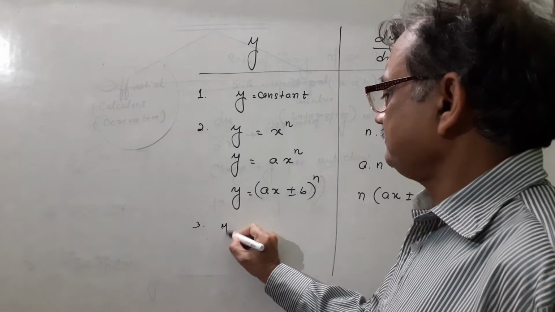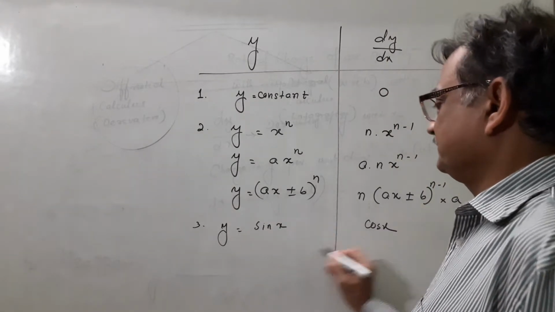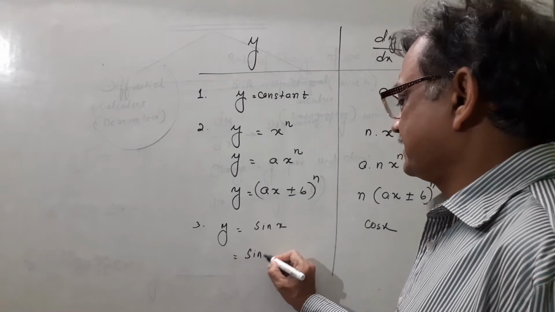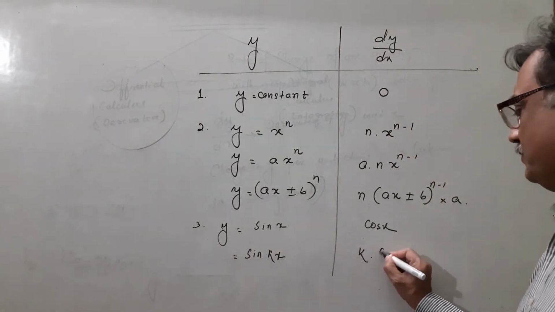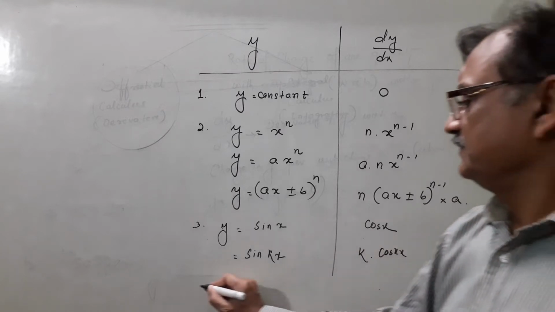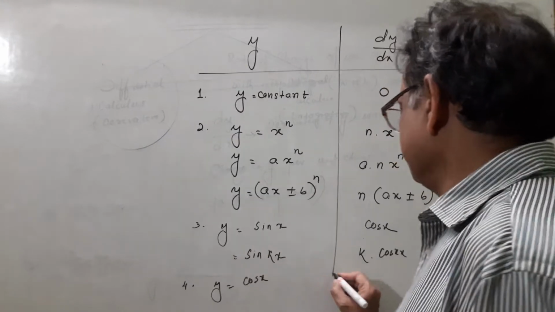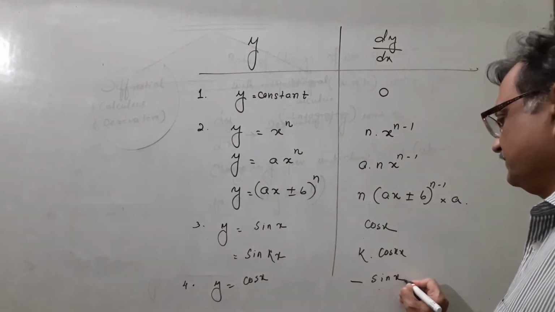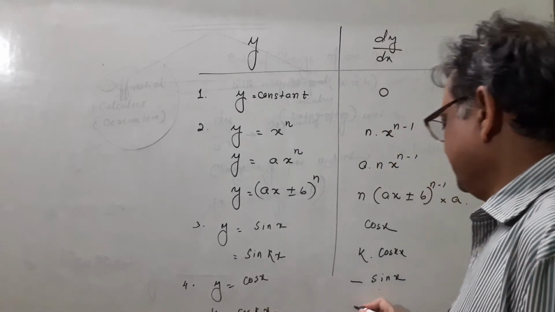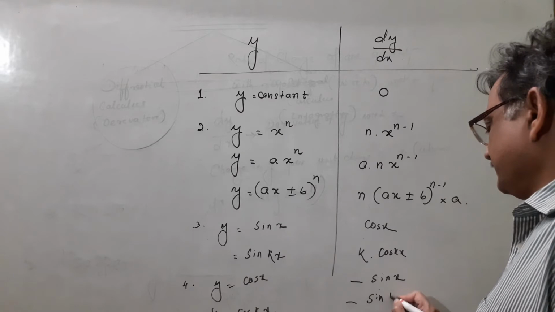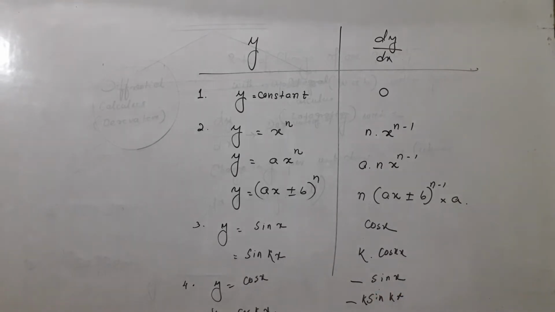Third one: y is equal to sin x, the derivative is cos x. Y is equal to sin kx, where kx is a multiple angle, like sin 2 theta, sin 3 theta, the derivative is k into cos kx. Fourth one: y is equal to cos x, the derivative is minus sin x. Y is equal to cos kx, the derivative is minus sin kx into k. Fourth one over.